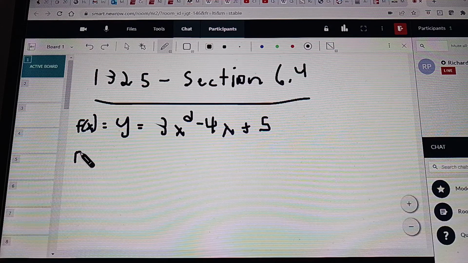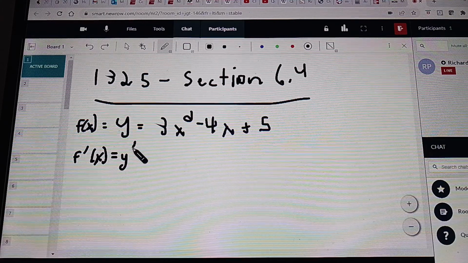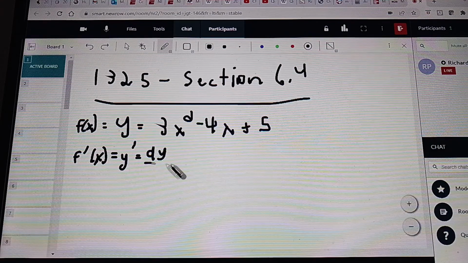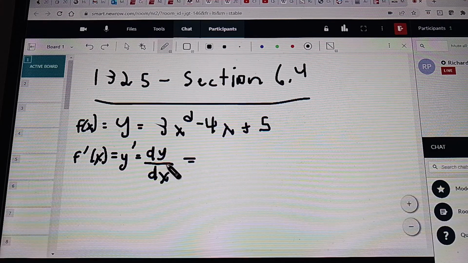So when you find the derivative of f of x, f prime of x, we also write that as y prime. You may remember we called this dy over dx sometimes as well. That means the derivative of y with respect to x. So then you have all x's on this side of the equation. You just do the power rule, 6x minus 4.